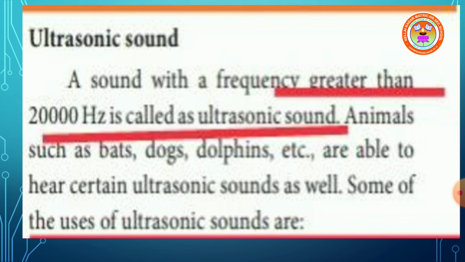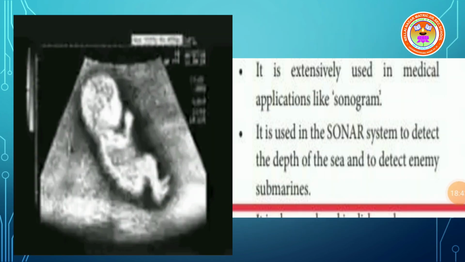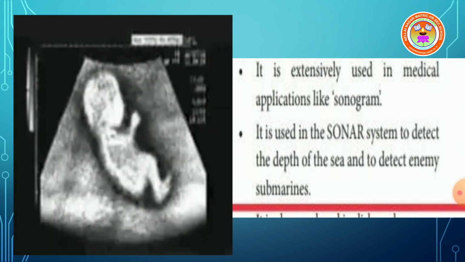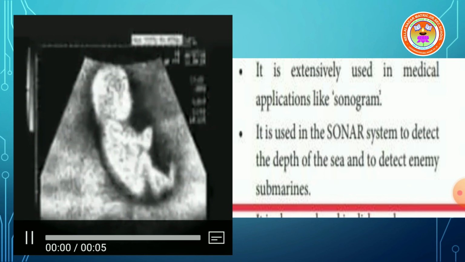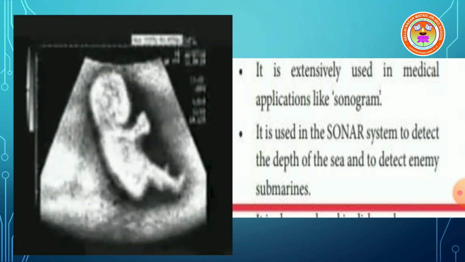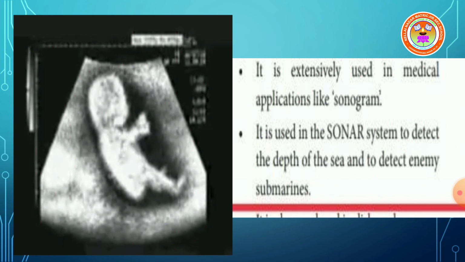Next, we are going to discuss ultrasonic sound. A sound with a frequency greater than 20,000 hertz is called ultrasonic sound. Animals such as bats, dogs and dolphins are able to hear certain ultrasonic sounds as well. Some of the uses of ultrasonic sounds are: it is extensively used in medical applications like sonograms. Also, it is used in the sonar system to detect the depth of the sea and detect enemy submarines.